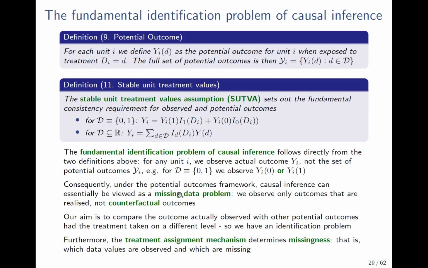And in fact, what we're essentially going to do in the potential outcomes framework is we're going to view our causal inference problem as a missing data problem. That is, we observe only outcomes that are realized, not the counterfactual outcomes, so we have missing data. So then, our aim is to say we want to compare the outcome actually observed with other potential outcomes that we would have observed had the treatment taken a different level, but we've got an identification problem.